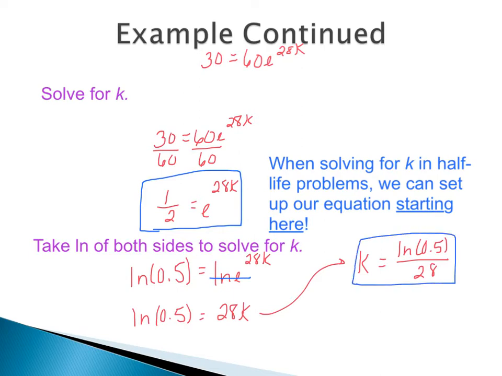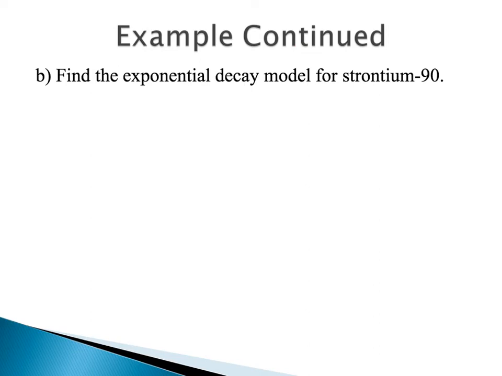again, remembering to be careful with your parentheses, you should get an approximate value of k is negative 0.024755526. But again, I'm going to keep that k for the next part of the problem. So what this shows is our rate of decay. Your k is negative because we're decaying, so we have a less amount than what we started with. Now that we've found our k, we can find the exponential decay model for strontium-90 based on starting with that 60 grams of strontium-90. So we want to go back to the general formula of A equals A sub 0 e to the kt.